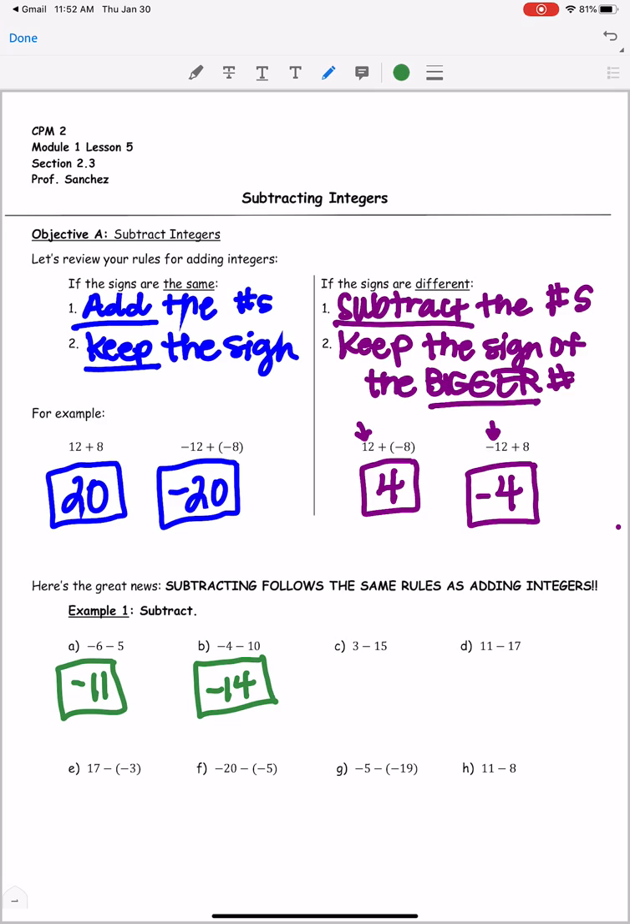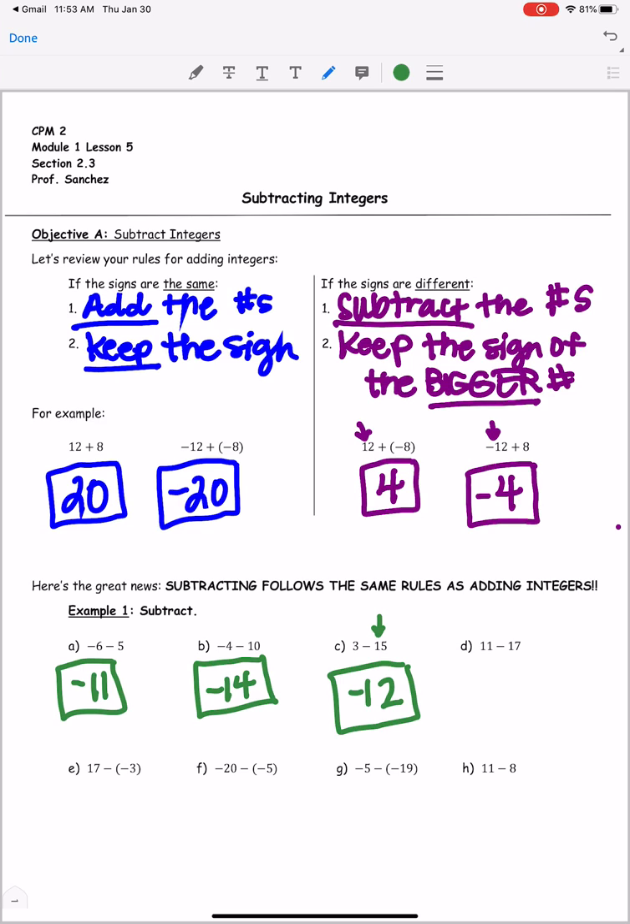C, 3 minus 15. Are my signs the same or are they different? This is the first one that we have on subtracting that's different. You've got a positive 3. If you don't see a number in front, it's known to be positive. And then a negative 15. So subtract your numbers. When you subtract, you always want to do your bigger number first. So I'm thinking 15 minus 3. So that gives me 12. And then keep the sign of the bigger number.